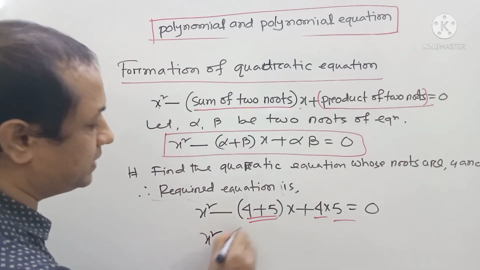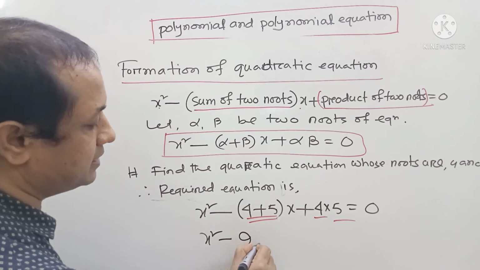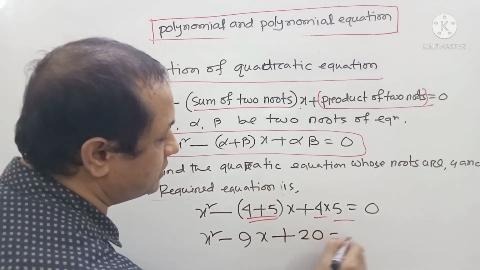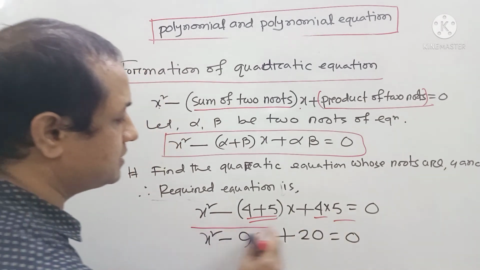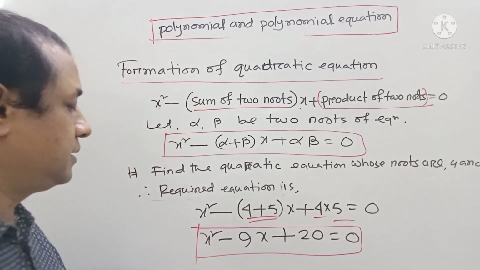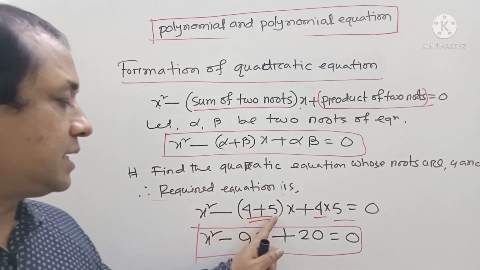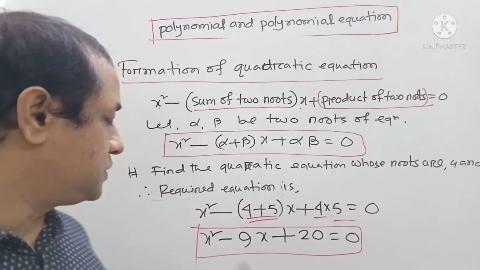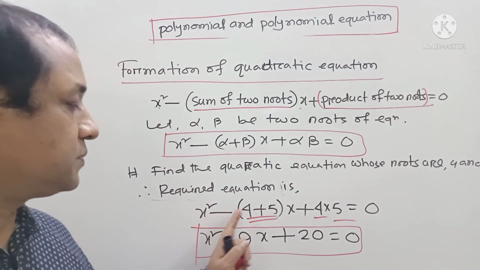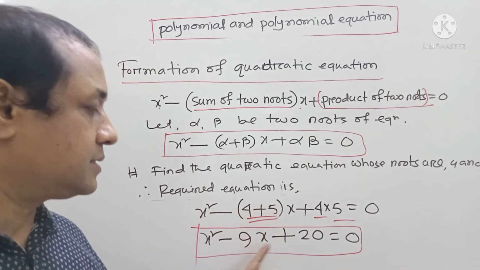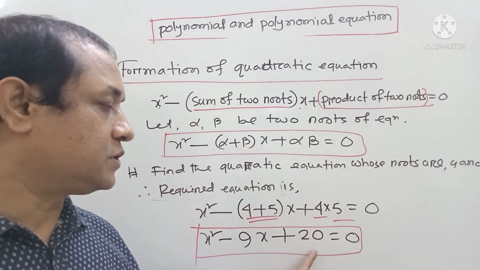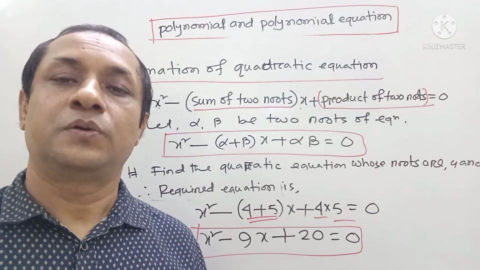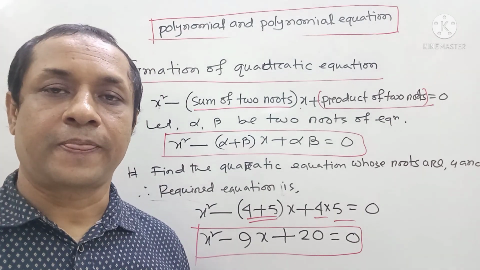So x square minus 4 plus 5, which is 9, so x square minus 9x plus 20 equals 0. This is the quadratic equation: x square minus the sum of two roots 4 plus 5 into x plus the product of two roots 4 into 5, which is 20, equals 0. It is the required quadratic equation.